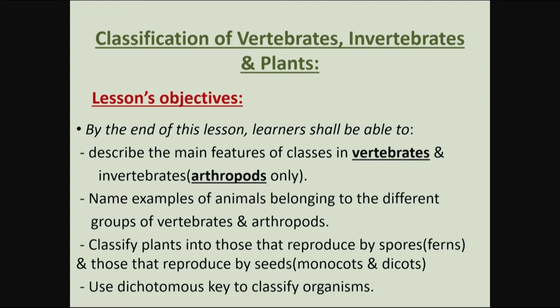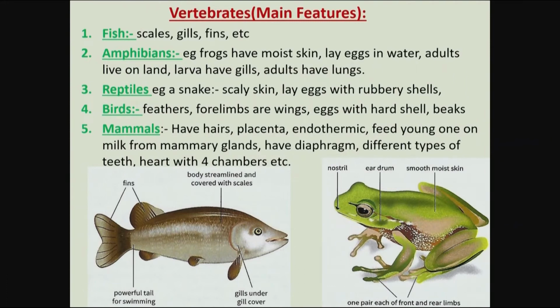We'll be able to classify plants into the ones that reproduce using spores and the ones that reproduce using seeds, or the flowering plants. And lastly, we look at how we can use the classification key, or the dichotomous key, to classify living organisms. Most of these topics that we're covering here are a repetition. They are quite familiar topics that you must have learned in your lower secondary levels, S1, S2, S3. So we'll just be going through them very, very briefly, so you'll have to bear with me.